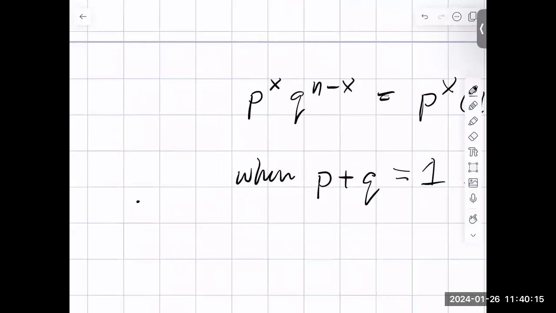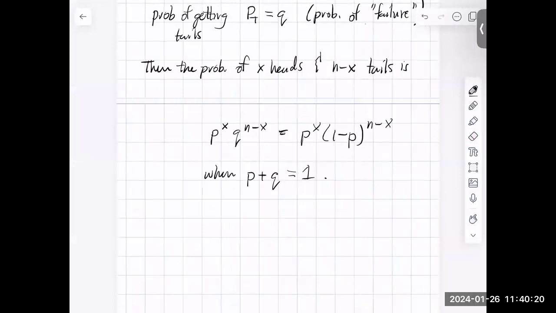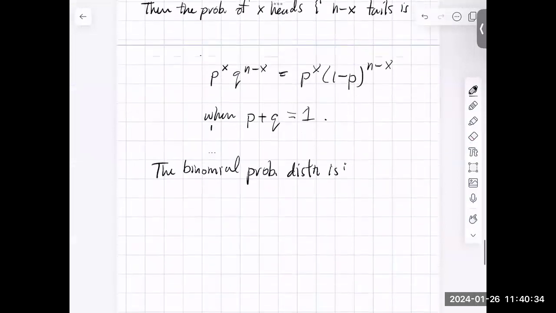So therefore, the binomial probability distribution is, okay, so we're going to denote it P_B for binomial, and what we want is X successes out of N trials when the probability of a successful trial is little p. So let's just label all these things.